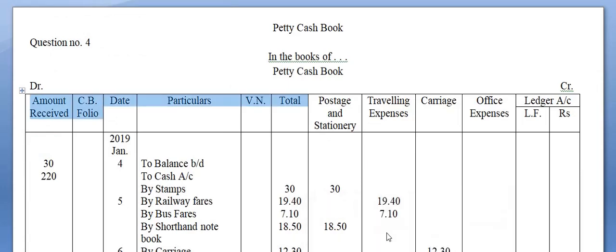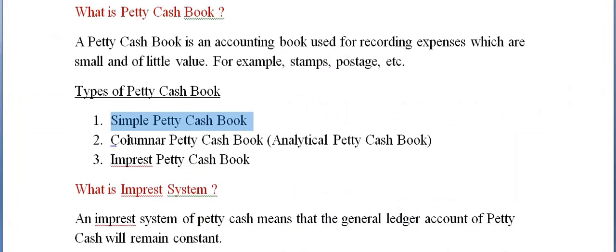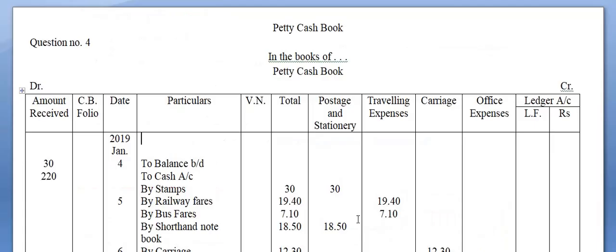Okay, and in this columnar petty cash book, or you can say this analytical petty cash book, you prepare the analysis table. Postage and stationery, traveling expenses, carriage, office expenses. There can be other columns also, like miscellaneous expenses. There can be one more column out here, the fifth column for analysis.